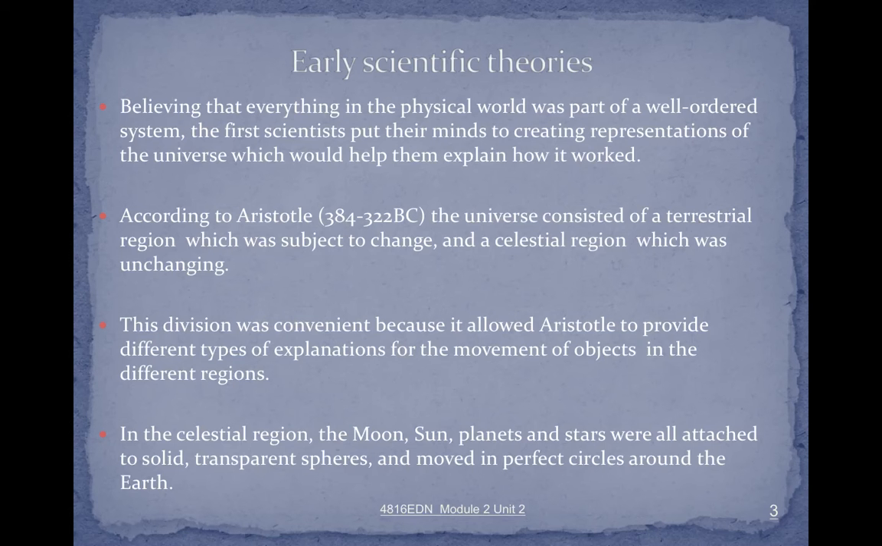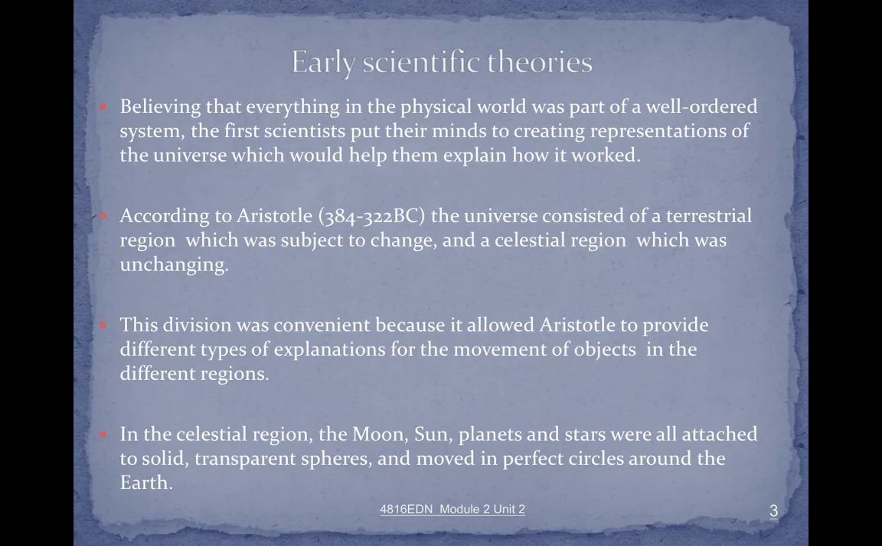So our first scientists had that view that everything in the physical world was part of a well-ordered system. They tried to create representations of the universe which would help them explain how it worked. Remember, these early scientists had no telescopes, no technology. They just had to rely on what they could observe: the sun rising and setting, looking out at the stars, observable phenomena in the universe, which is really quite limited.